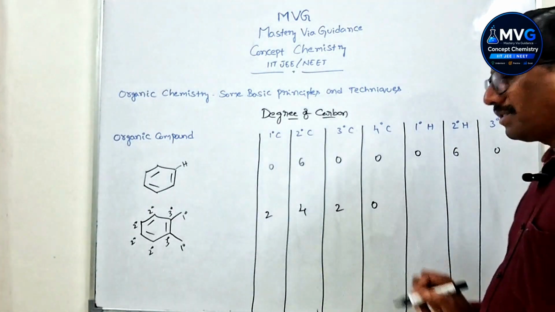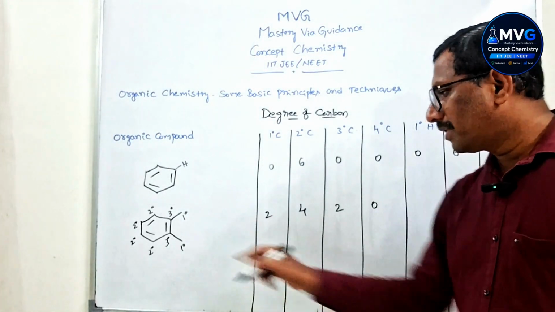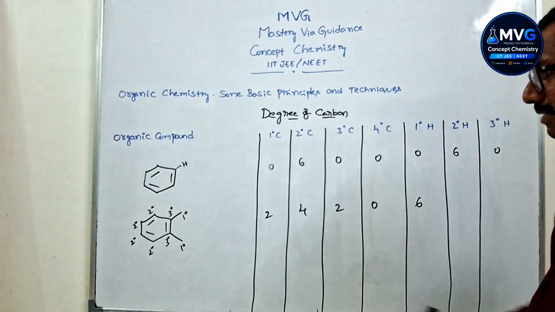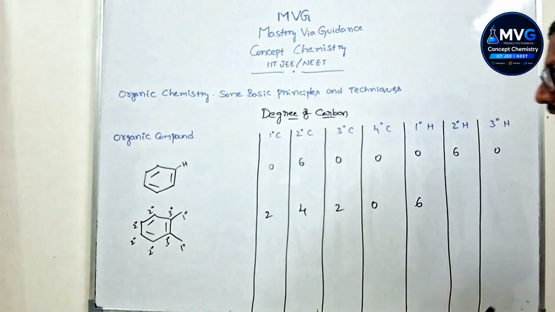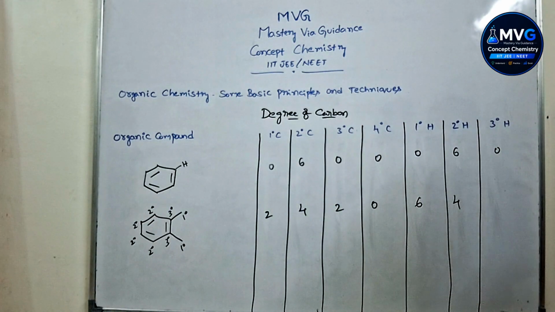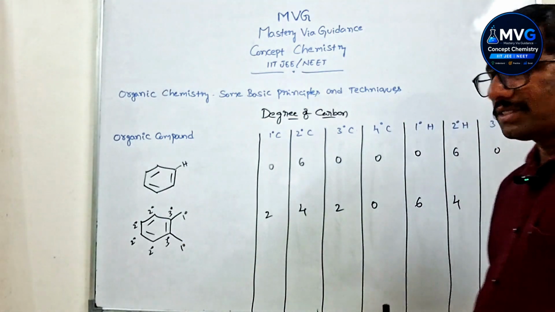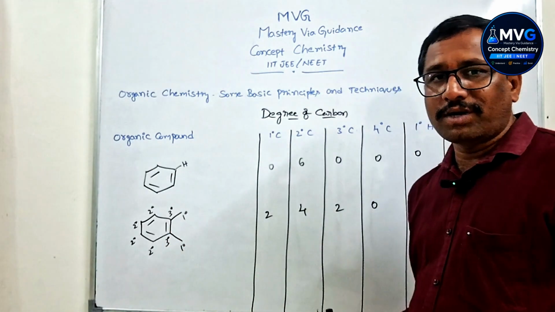Now quaternary carbons 0. Primary hydrogens 6. Secondary hydrogens: here a double bond is there, students, so secondary hydrogens 4. Tertiary hydrogens 0 because here a double bond is there, students.